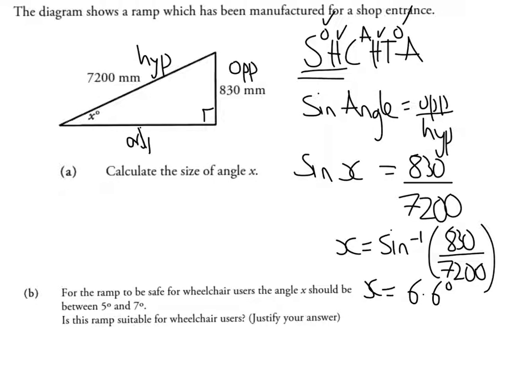Right, part B. For the ramp to be safe for wheelchair users, the angle X should be between 5 and 7 degrees. Is the ramp suitable for wheelchair users? Well, the short answer is yes. Now that won't give me the mark though.